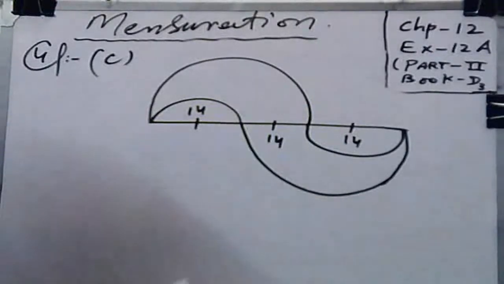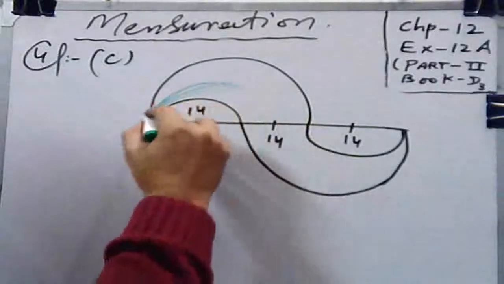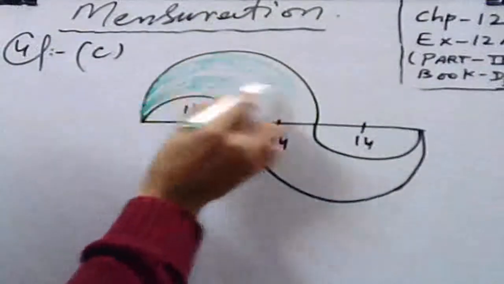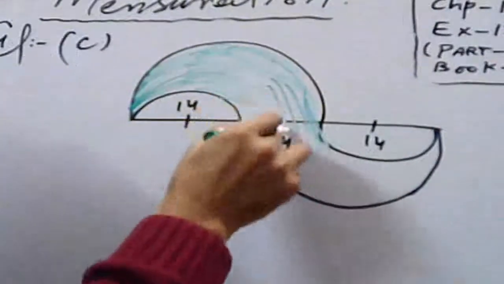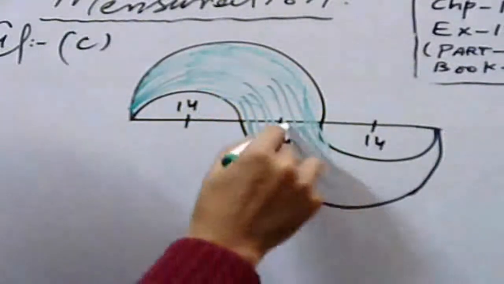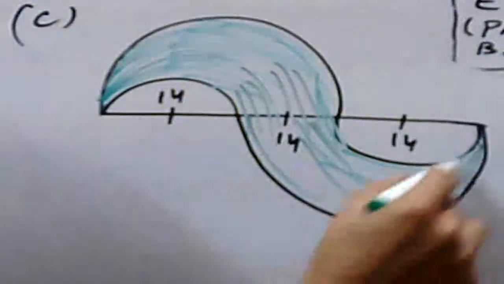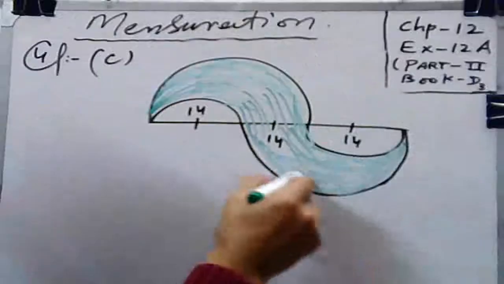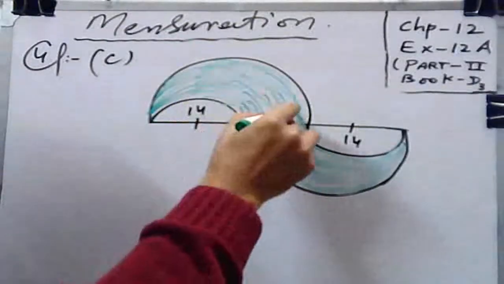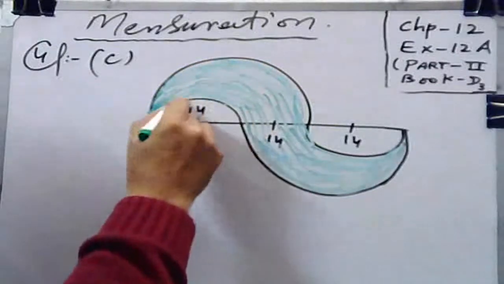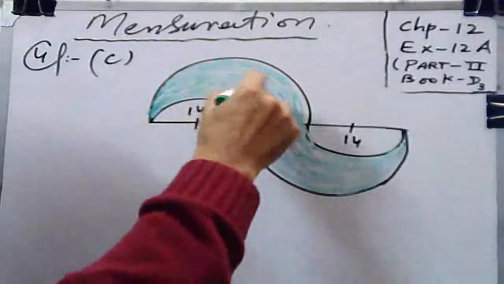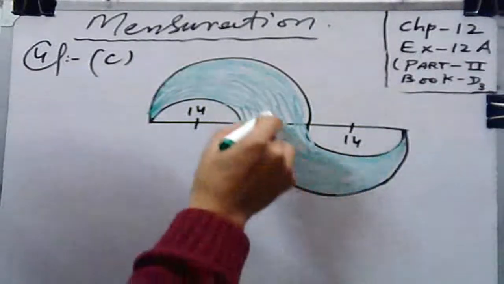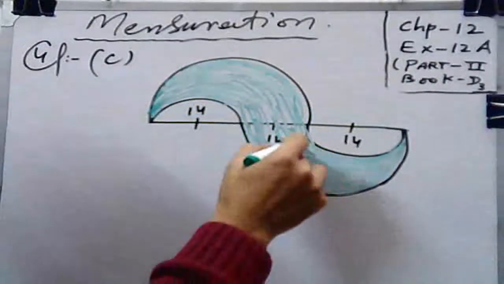So what is the shaded region? So that is your shaded region. Because in your textbook you can see the shaded portion, that is your shaded portion. So we have to find this shaded portion.